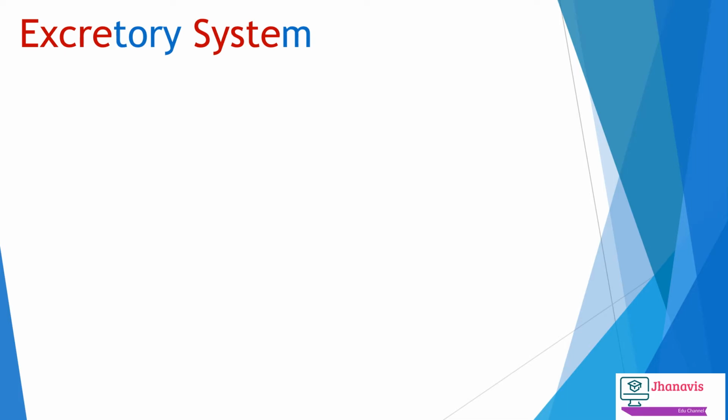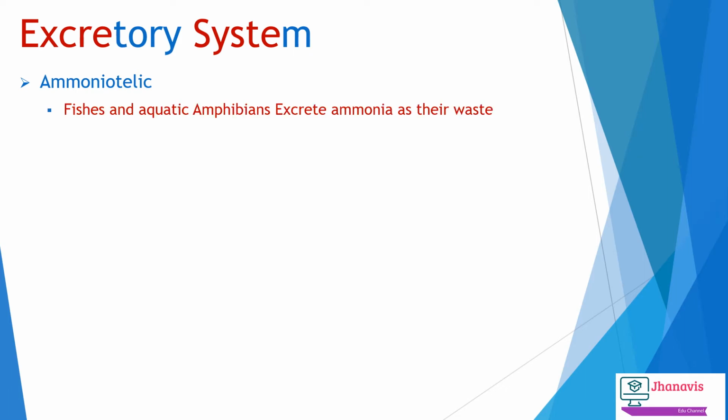Depending upon what type of excretory product is present in an organism, organisms are mainly divided into three types known as ammoniotelic organisms, ureotelic organisms, and uricotelic organisms. So let's talk about the ammoniotelic organisms. As the name indicates, ammonia is the excretory product. The organisms which come under this category are mainly fishes and aquatic amphibians. Those animals which live mainly in water can excrete ammonia as their waste through a process called diffusion.